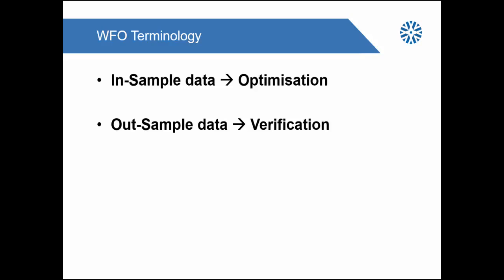So please note down the following. When I talk about in-sample data, that's the data set I use to do the backtesting, to do the optimization, right? And that's why I put it as optimization. And then there is an out-sample data set, and that's being used to verify the performance of my strategy.